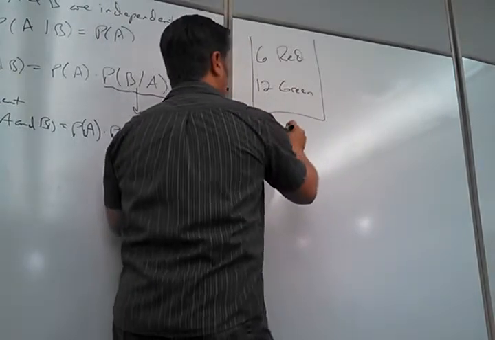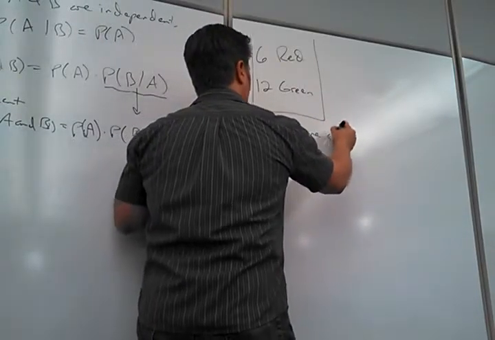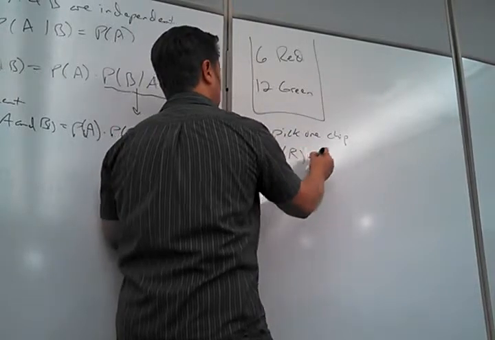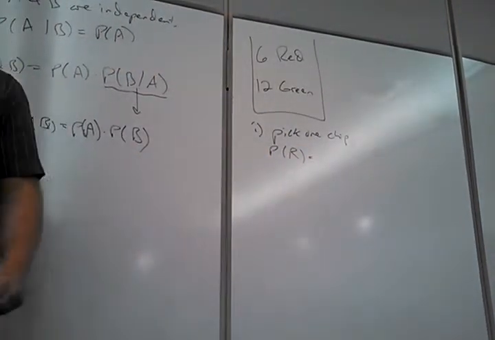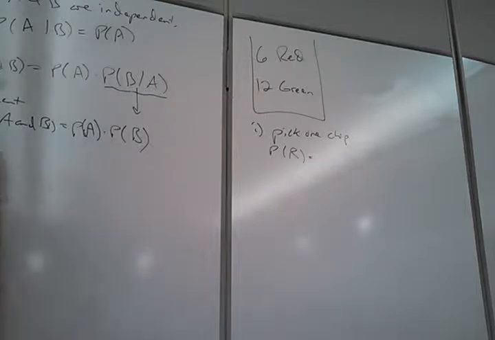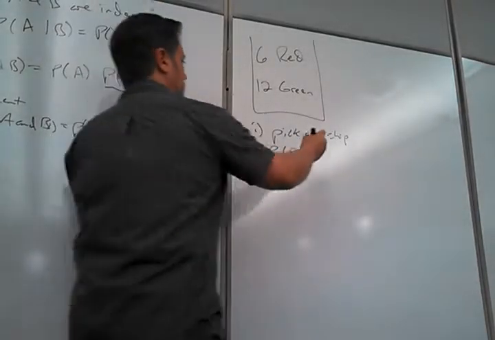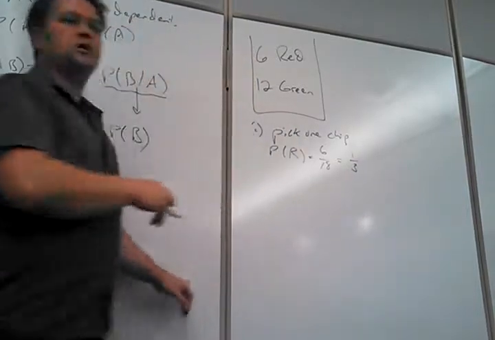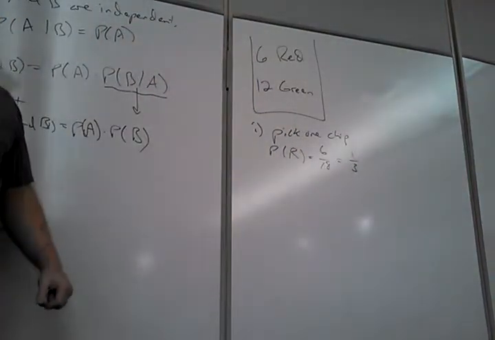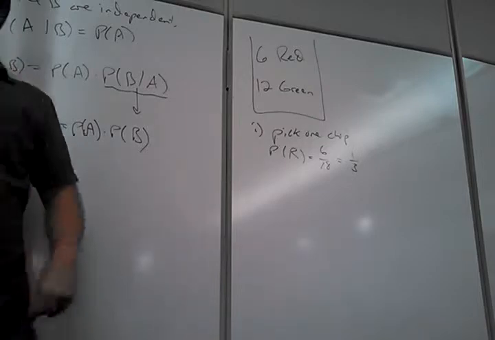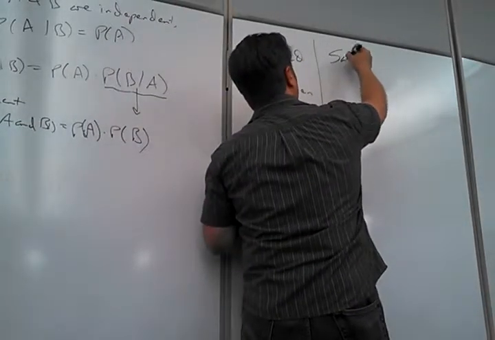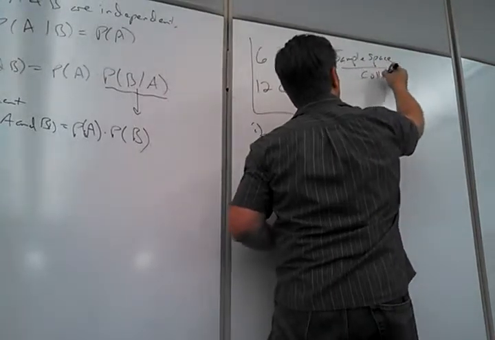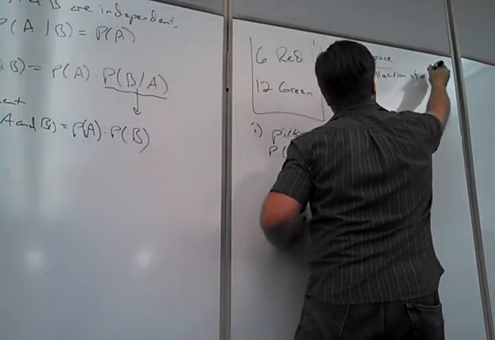And let's say I pick, just to make sure everybody's on the right page, one chip. What's the probability it is red? Be careful. So 6 out of 18, which is 1/3. So I got a 1/3 chance of getting a red chip. What are all the things that could happen, by the way? It's called the sample space. This is just the collection of all things that could happen.